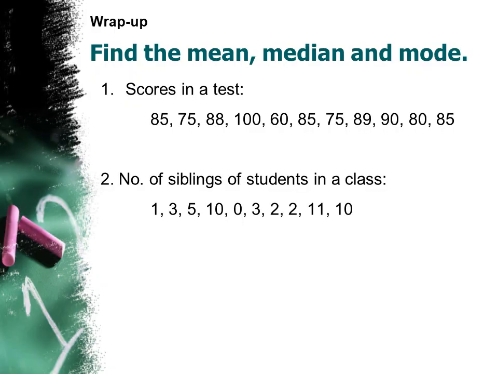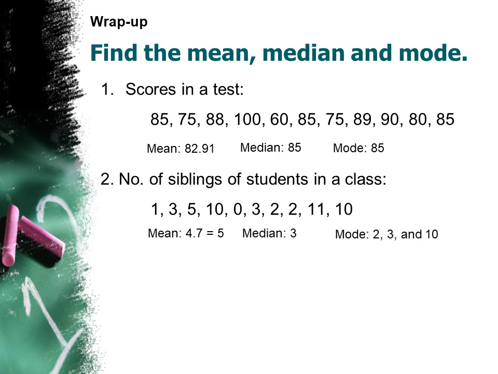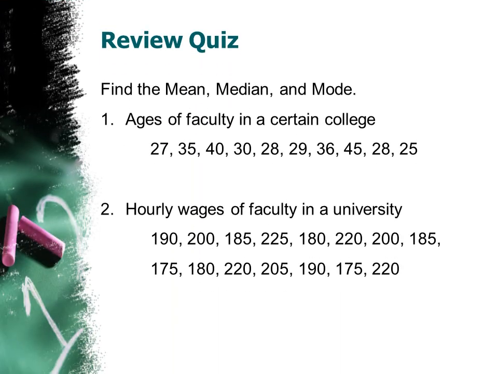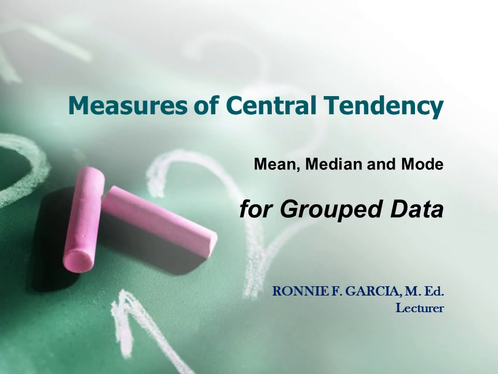So to wrap up, you have a simple exercise. Find the mean, median, and mode for each item. So you must have the following answers. So I will just give the answers to you and it's up to you to solve for it if it needs solving. Then we have the review quiz. This is supposed to be given to you through Kuiper. So I will just binilisan ko na lang para hindi makita yung sagot.